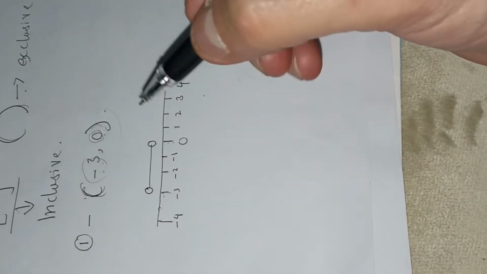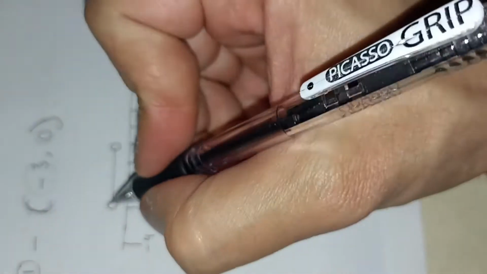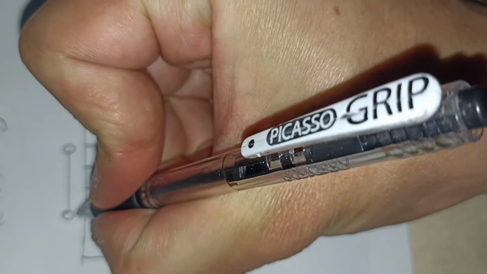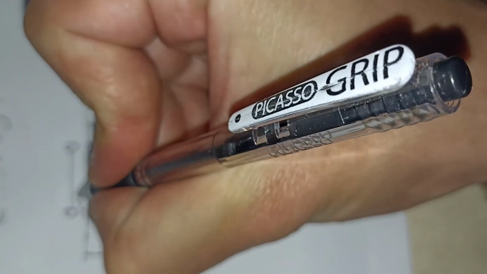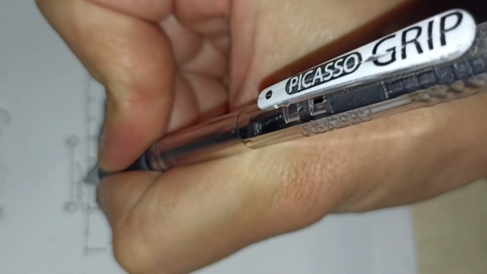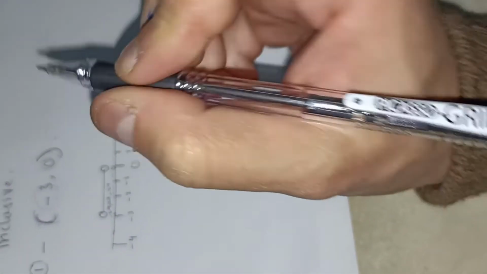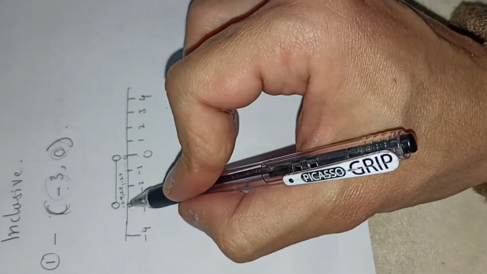So what are these values which are between minus 3 and minus 2? They might be like, if here we can find minus 2.9 and minus 2.8, minus 2.7, like this, and it will go towards 0. Okay, so these are different values between minus 3 and 0.